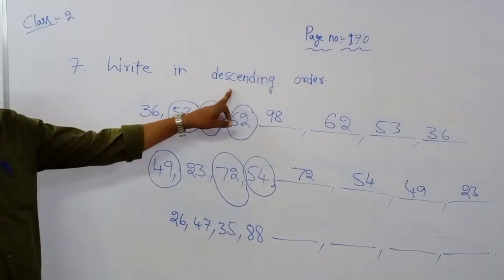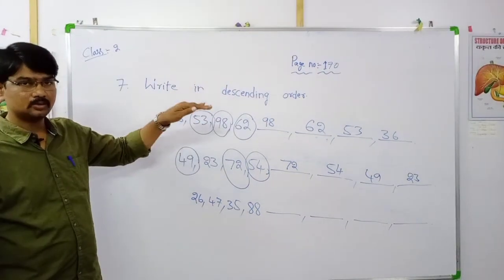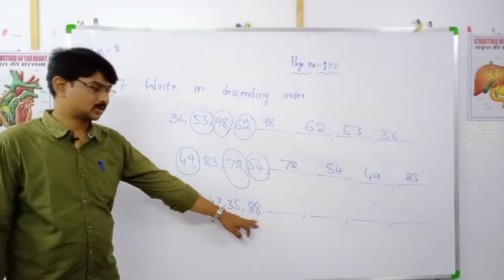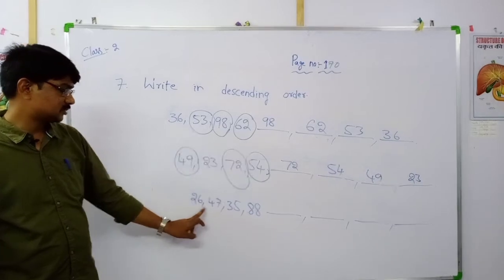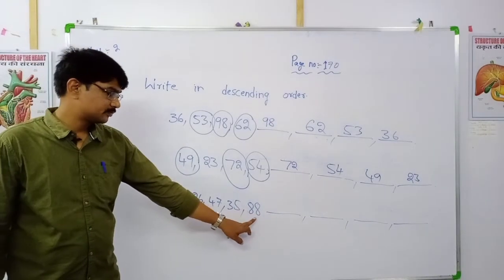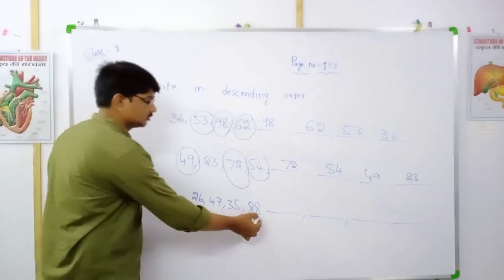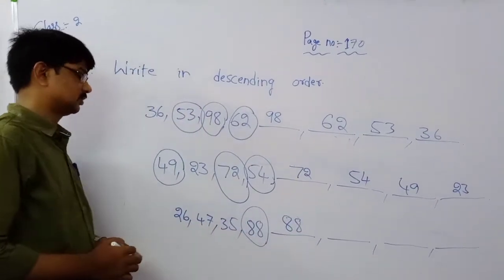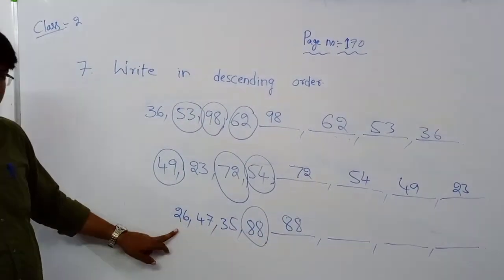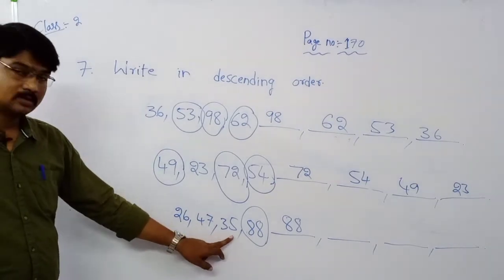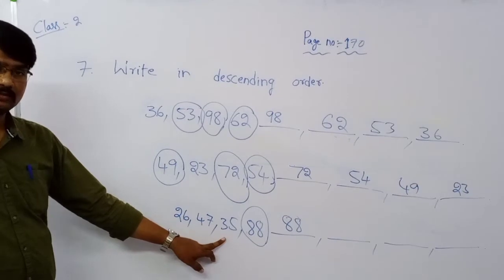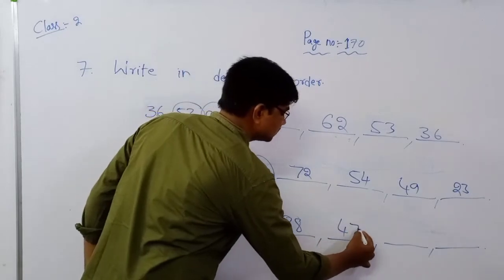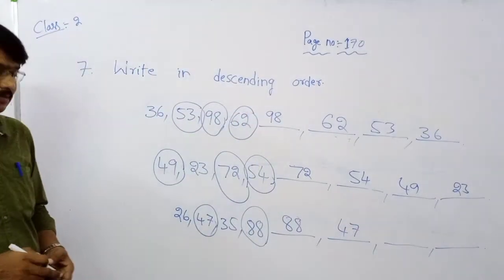First, descending order, writing the numbers big to small. So first we need to find out the biggest number. Which is the biggest? 26, 47, 35, 88. 88 is the biggest number. So first, 88 comes here. Next, 26, 47, 35. Which is the biggest number? 47. So in second place, 47 comes.